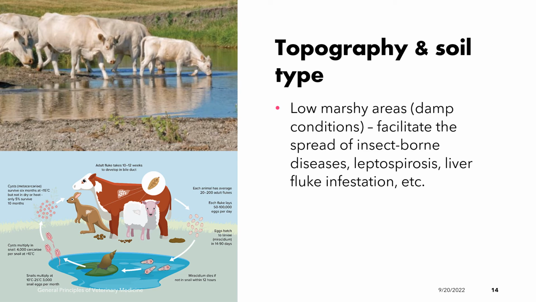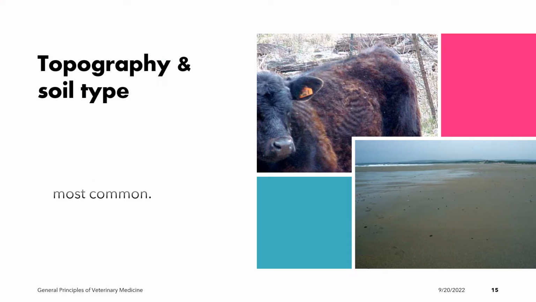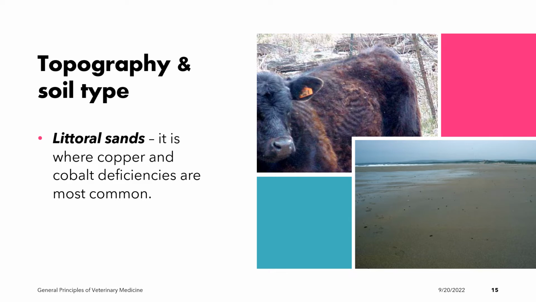We also have low marshy areas. Damp conditions can also facilitate the spread of insect-borne diseases, leptospirosis, as well as liver fluke infestation. When the soil is predominantly made up of littoral sands, it can predispose animals to developing copper and cobalt deficiencies.